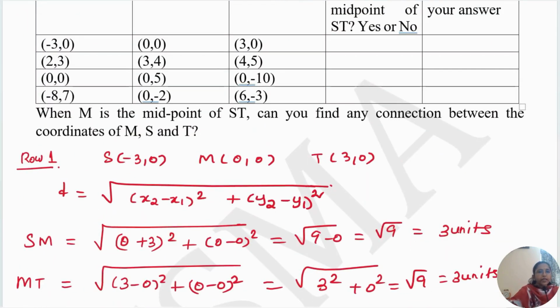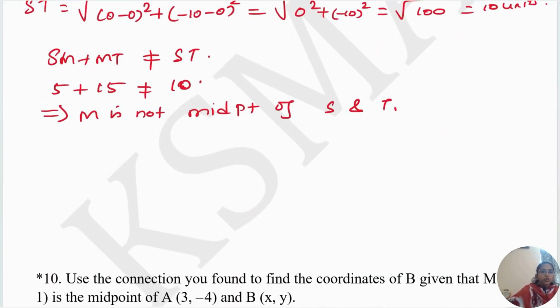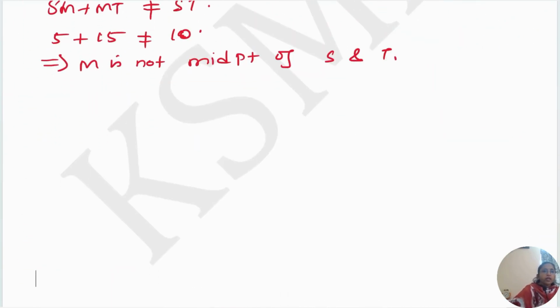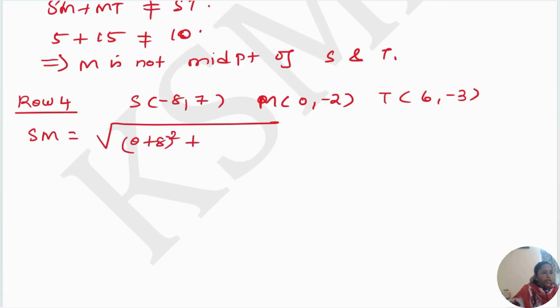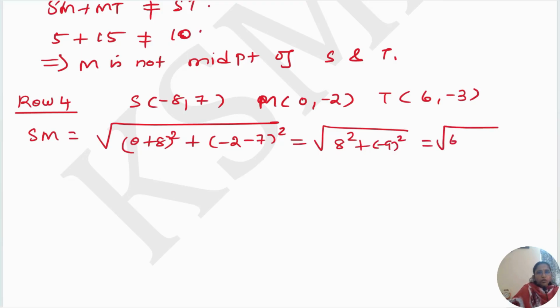Row 4 data: minus 8, 7, 0, minus 2, 6, minus 3. So for row 4, S is (minus 8, 7), M is (0, minus 2), and T is (6, minus 3). So SM calculation: square root of (0 plus 8) the whole square plus (minus 2 minus 7) the whole square. So root of 8 square plus (minus 9) the whole square. So 64 plus 81, which is equal to root of 145 units.